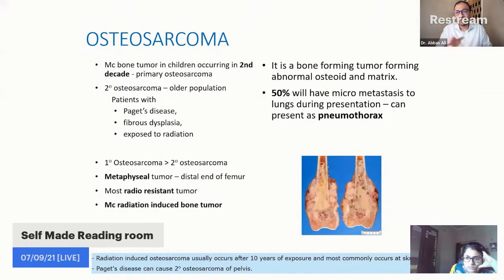Next question. Osteosarcoma most commonly occurs in which decade of life? First, second, or third? Answer is second decade of life. Right. Very good. All of you are excellent. Listen. What is the most common bone tumor that occurs in the first decade of life? Yes, in the first decade of life, it is Ewing sarcoma more than osteosarcoma.